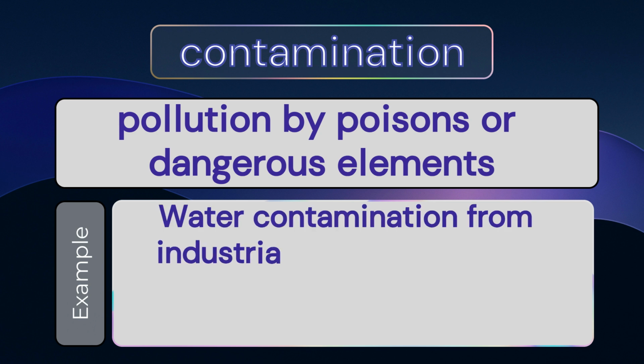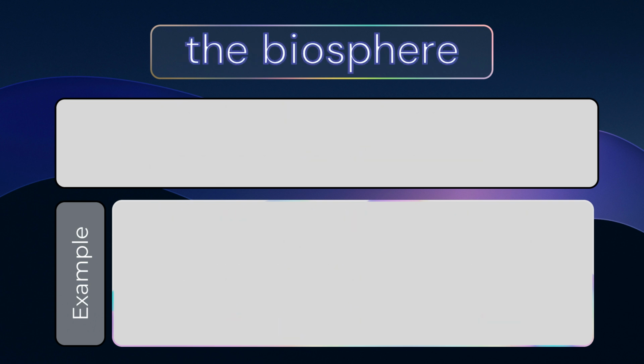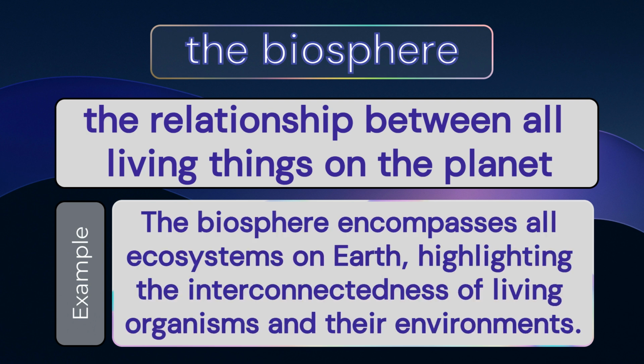Example: water contamination from industrial waste has raised serious health concerns for the local community. The biosphere. The relationship between all living things on the planet. Example: the biosphere encompasses all ecosystems on Earth, highlighting the interconnectedness of living organisms and their environments.